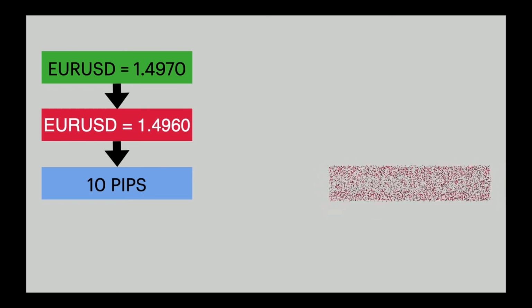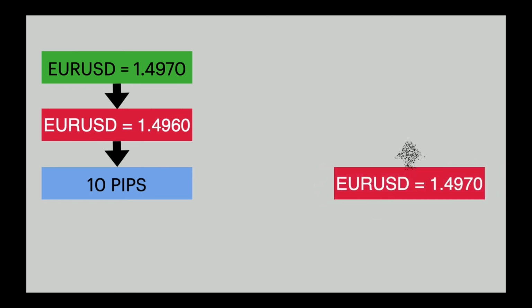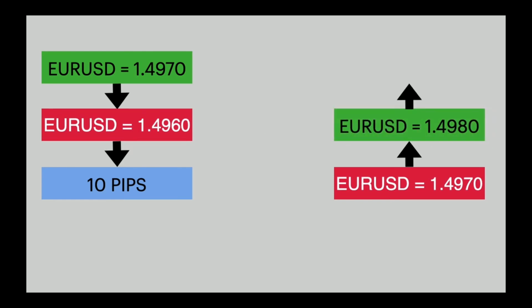So let's say this market drops down from 1.4970 to 1.4960. That represents a 10 pips movement. Okay, so it doesn't matter if the market is going down or up. So long as the value changes, we have a movement, and that can either be a profit or a loss. That is it about pips. We will be moving on to the next.